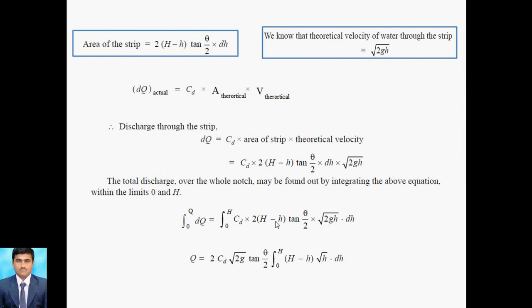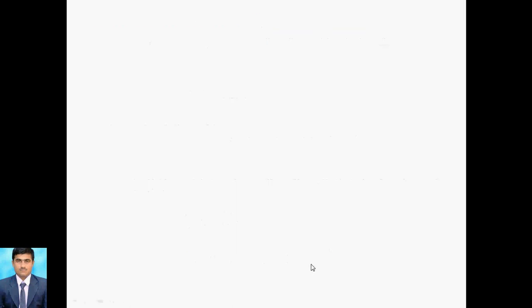Okay, so remaining is capital H minus h in the bracket, root h, only root h remains, into dh. So I can write again this relation, the same relation we are simplifying: root 2 into Cd into root 2g tan theta by 2, integral 0 to H, of (capital H minus small h) into root h into dh. So this root h I can write as h raised to half and multiply with this bracket.